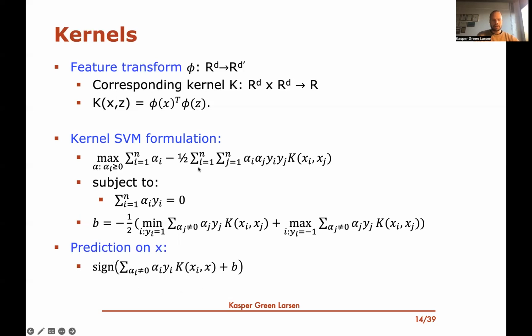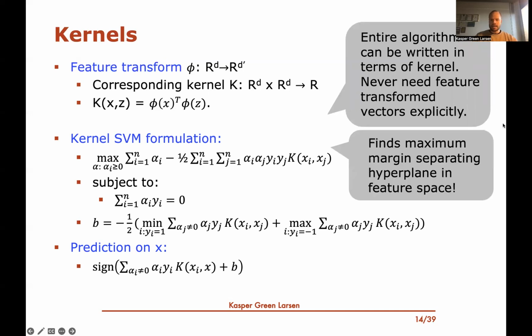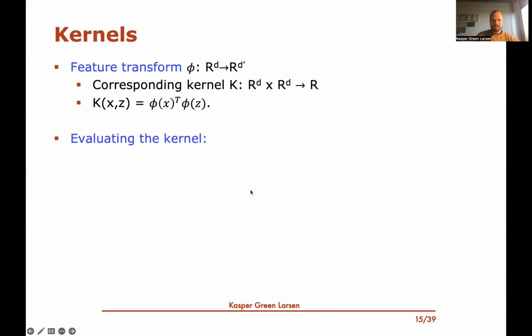Everything here can be written in terms of just the kernel. So we actually never need the full feature transformed vectors. We just need to be able to evaluate the kernel. The entire algorithm can really be written in terms of the kernel, and we never need the feature transformed vectors explicitly. We don't need to know what they are exactly, as long as we can compute these inner products between feature transformed vectors. And that's crucially important. If we just solve this optimization problem, it gives us the w and the b that correspond to the maximum margin separating hyperplane in feature space, without ever computing any vectors directly in feature space. So this is interesting.